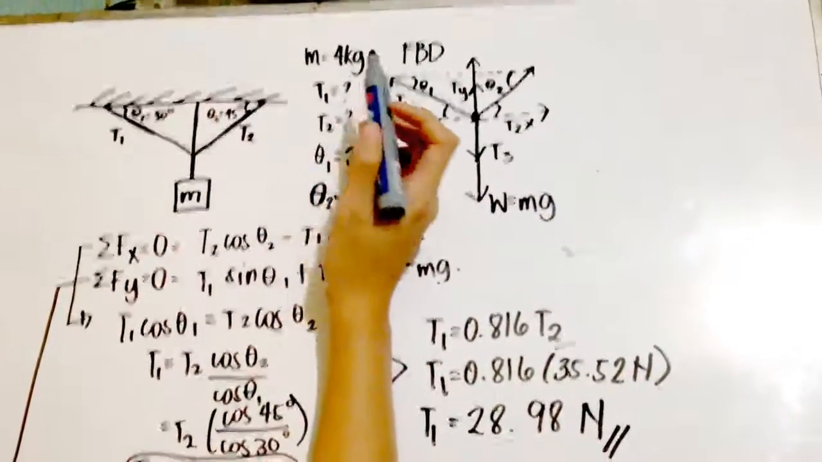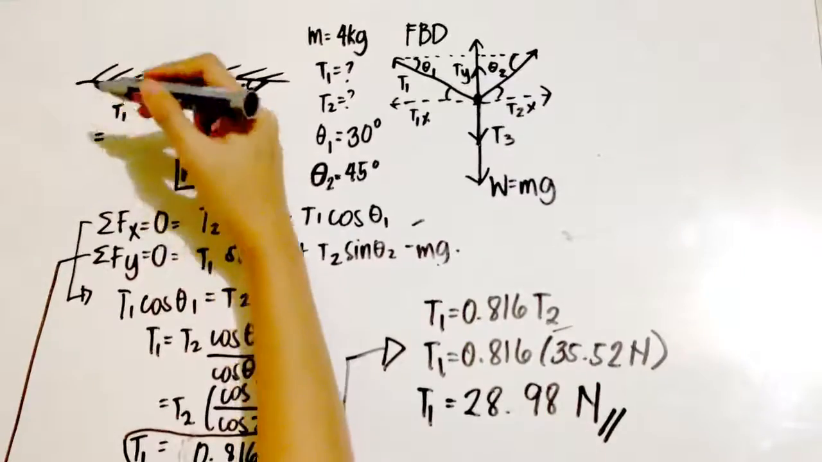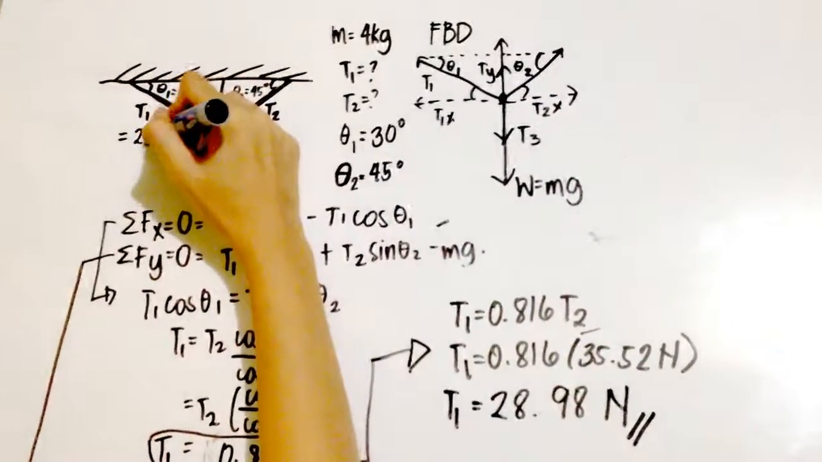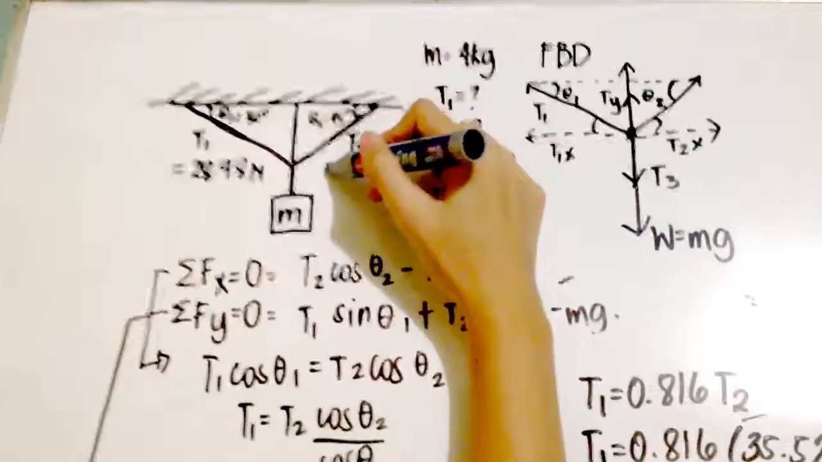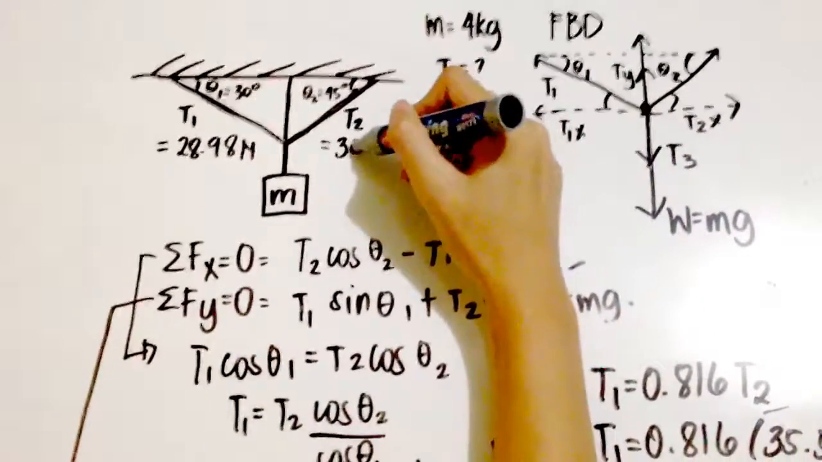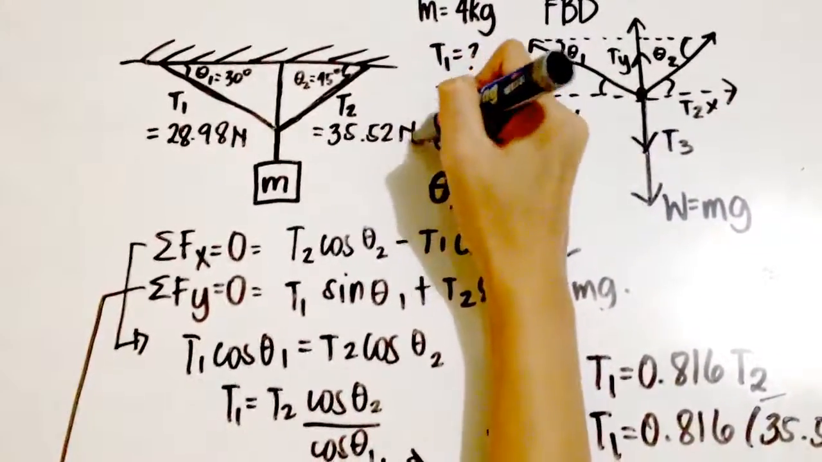So let's go back to our diagram. So the T1 would be 28.98 Newton, and the tension 2 would be 35.52 Newton.